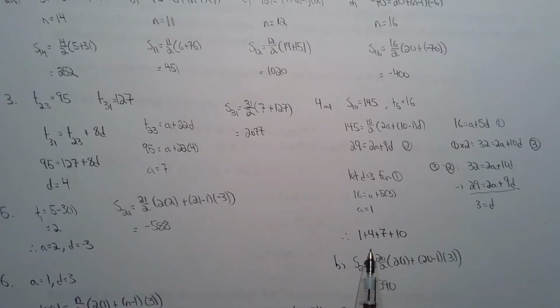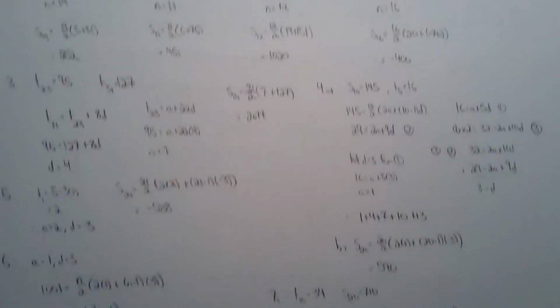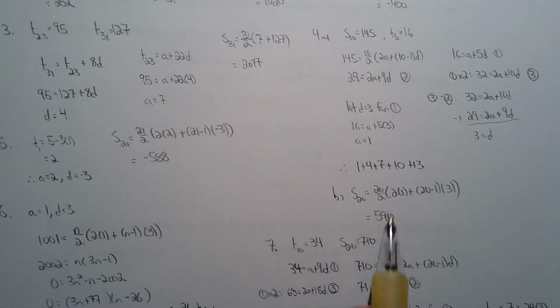They want the first 5 terms. Oops. So I'm going to write 1, 4, 7, 10, and 13. There we go. First 5 terms. For part B, they want me to find the sum of the first 20 terms. Since I don't know what the 20th term is, I'll use the longer version of the arithmetic series formula.